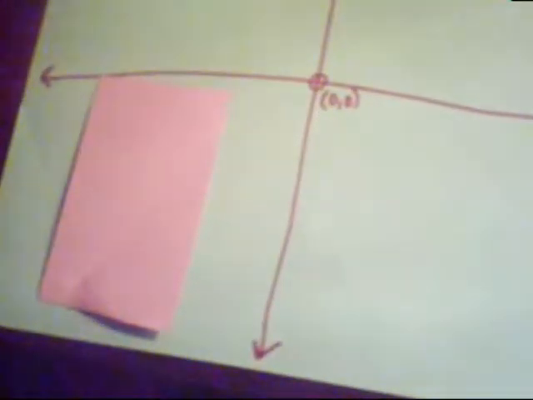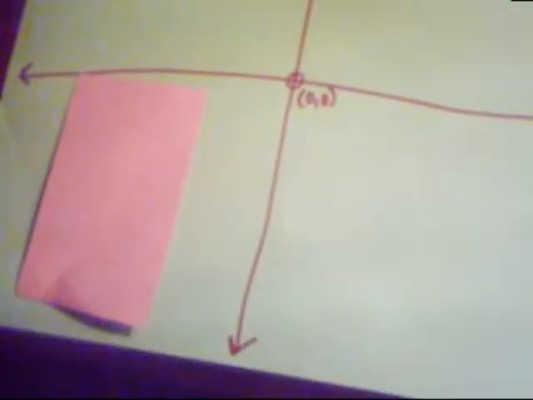Okay, now I'm going to move it from where it is to right here. And see, when I move it, look what happens. It's moving around the origin. That's called a 180-degree rotation. Then we would move it again.